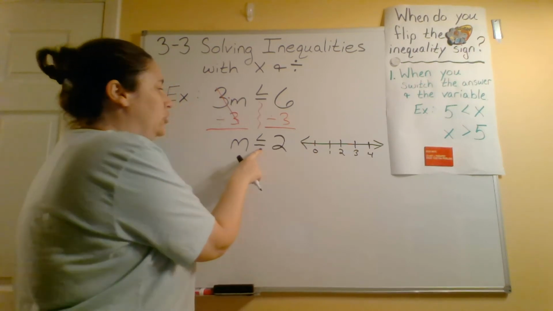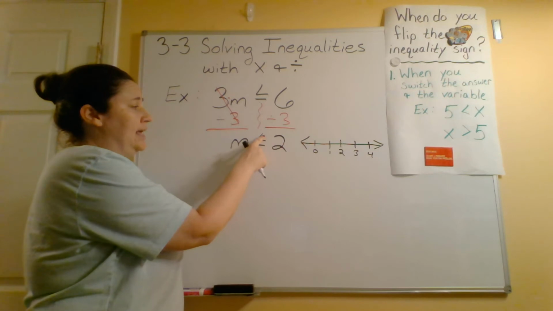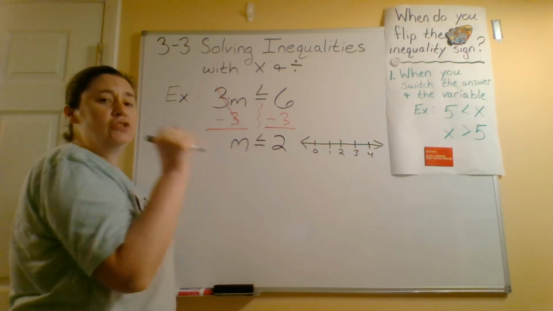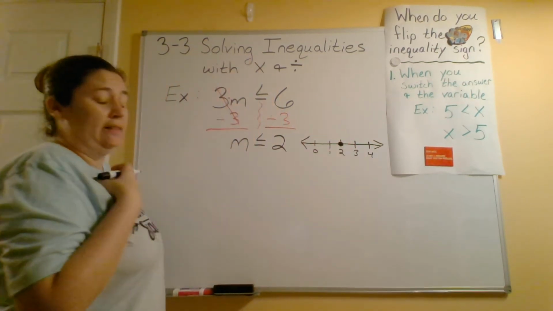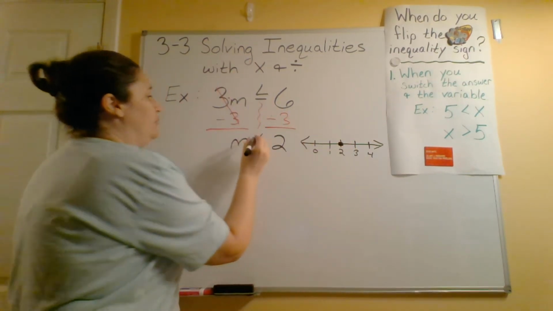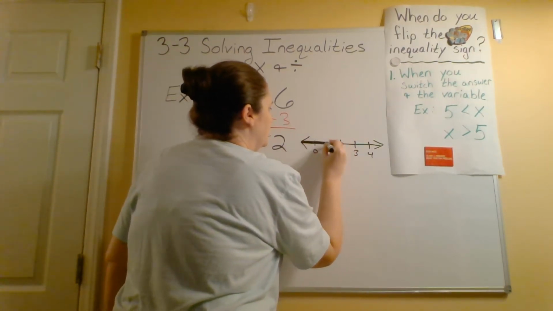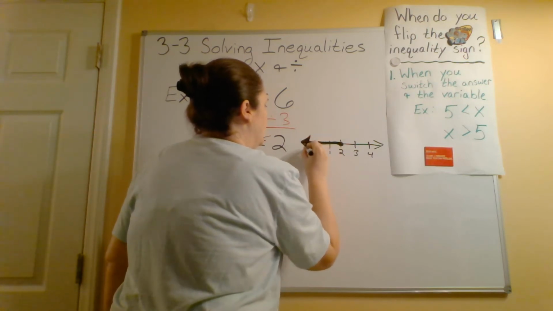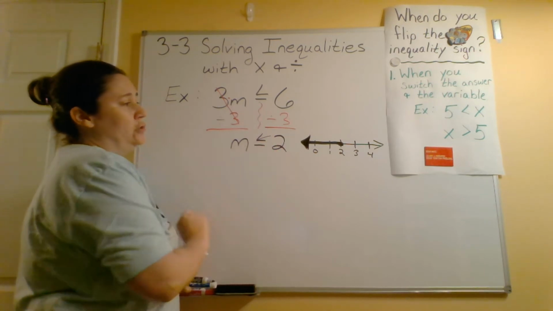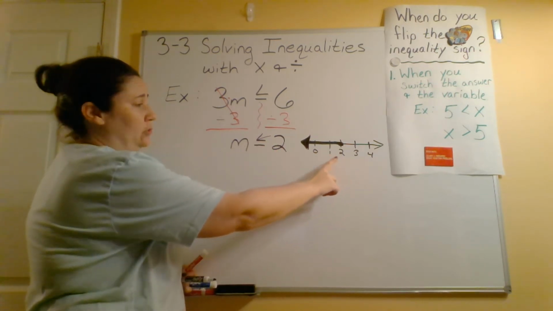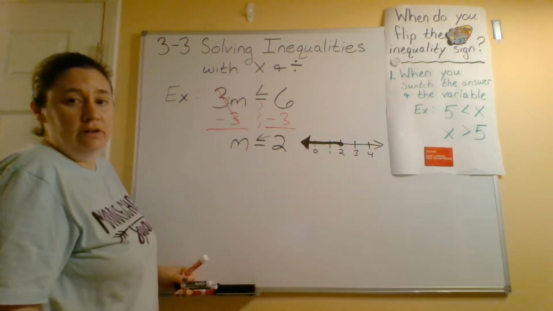I will want to have a closed circle on 2 because this says I want all the numbers that are less than or equal to 2. So I want a closed circle that shows that 2 is on my line. And then I will follow this arrow to the left, this way to the left. This is my line that shows all of the numbers that are less than or equal to 2. There's 2, 2 is equal to 2, 1 is less than 2, 0 is less than 2, etc., etc.